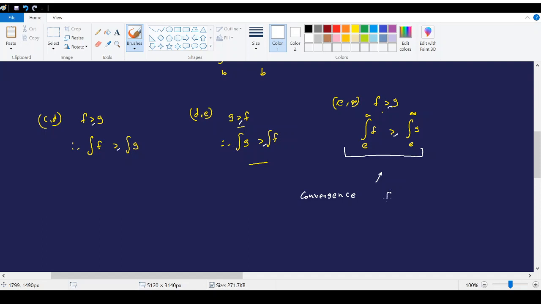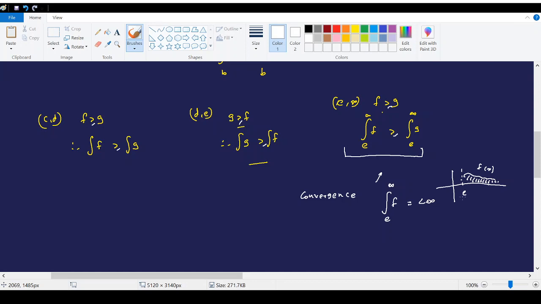Say for example, if this is convergent, that means this will have a finite answer, right? In other words, we can say that starting from E, this function will have a finite area in between, I mean below this function f, right? Starting from E.